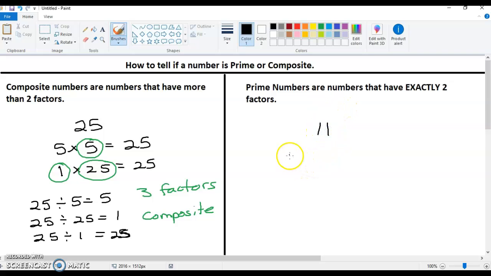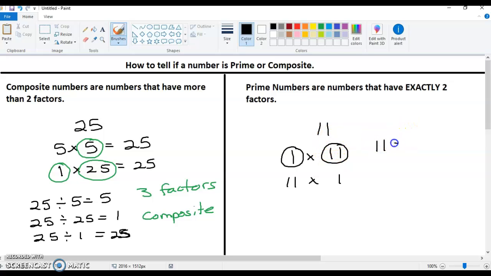11 is a good number, right? You can do 1 times 11 or 11 times 1. Now remember, it's still the same factors, 1 and 11 or 11 and 1. The only thing that's different is the order. But they're still the same 2 factors. So 2 factors only. 1 and 11 are the only 2 factors you can multiply and get 11.